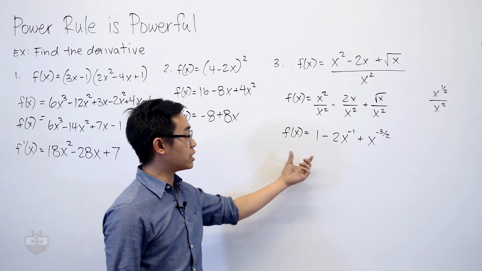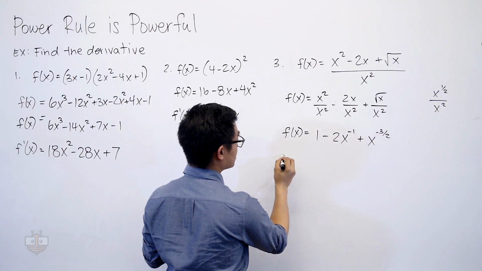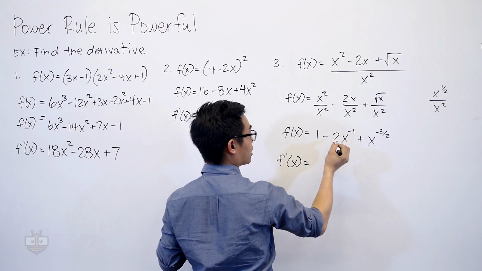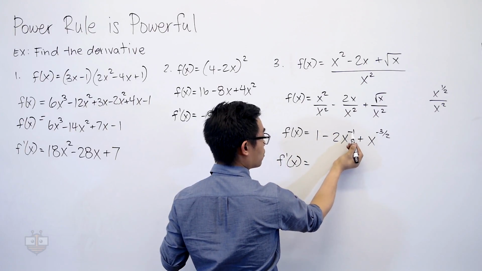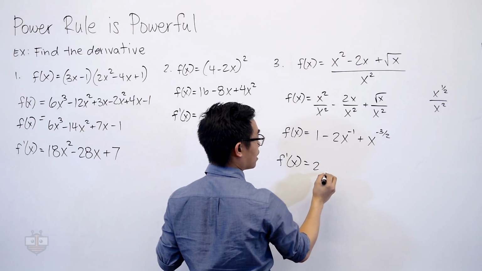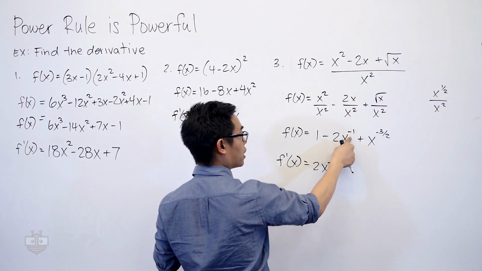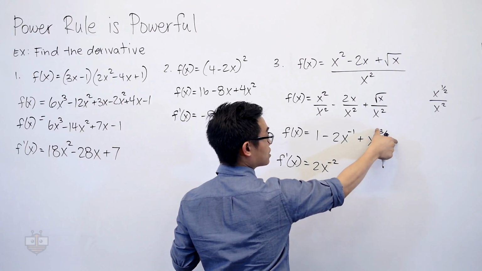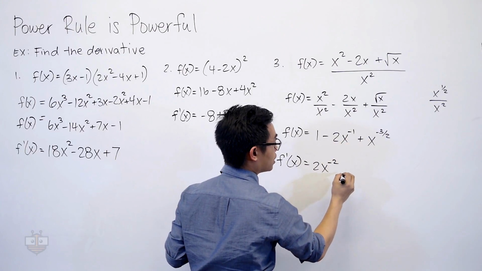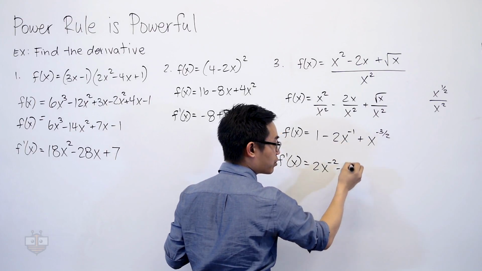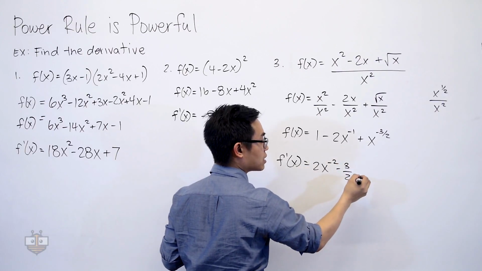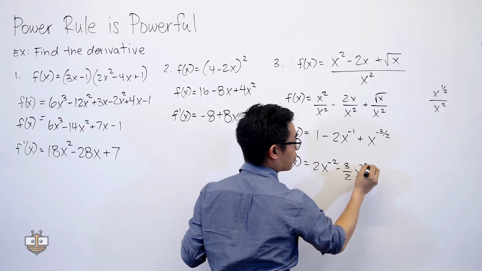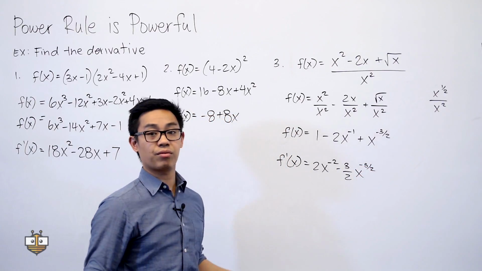Now that you have a sum and difference of powers, you can take the derivative. The derivative of 1 is just 0. The derivative of negative 2x to the negative 1: you take the exponent, you multiply it to the number out front, and then you take 1 off the exponent. Negative 1 minus another 1 is negative 2. Here, we can take this exponent, multiply it to the number out front, so you get minus 3 over 2. Again, write fractions like this and put the x in the middle. And we subtract 1 off the exponent to be negative 5 over 2. That's the derivative of this function.